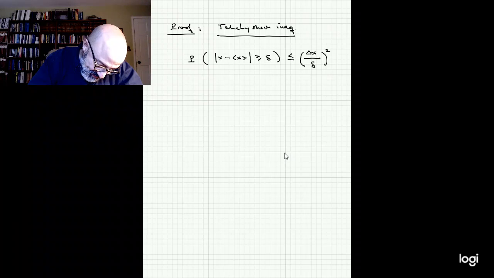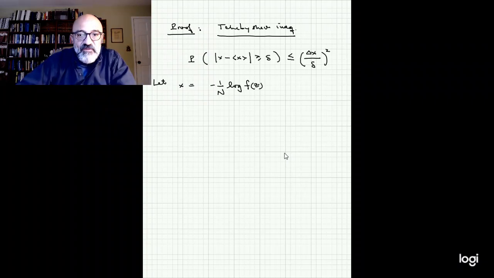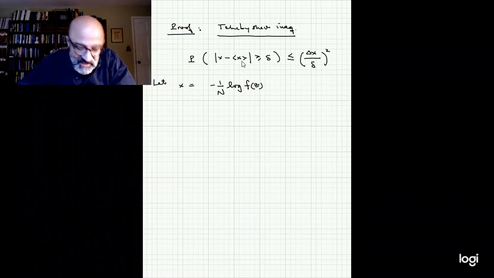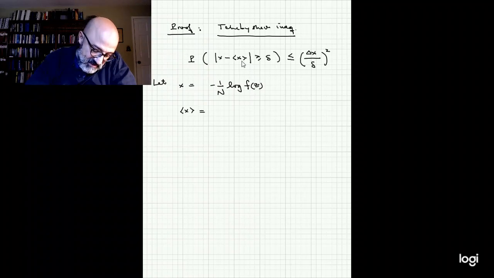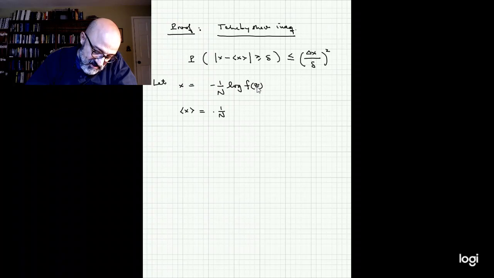And what we're going to do is we're going to take the quantity x to be the quantity that we were talking about, 1 over n, the log of f. Why is this an interesting quantity to consider? Because the expected value of x is going to be 1 over n minus the expected value, right? Minus the integral of f log f. So that's an entropy. So this guy here is going to be the entropy.